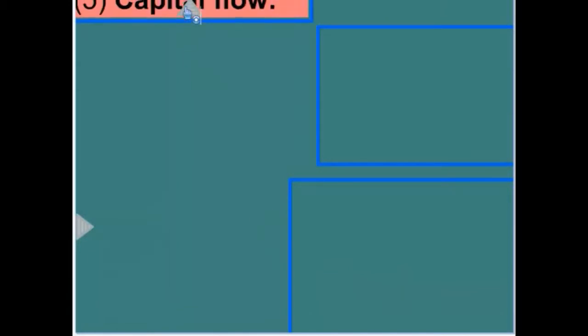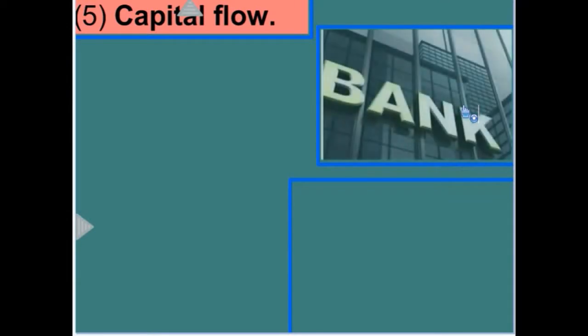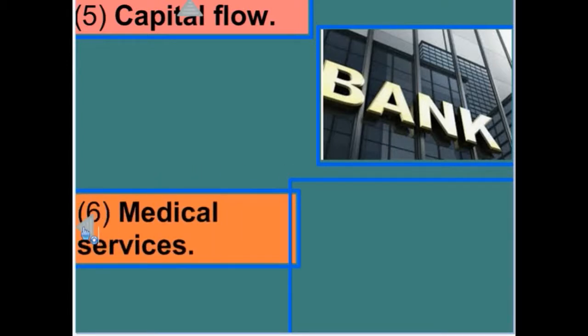Now, going further still on this, we see another function being performed by the urban settlement to rural settlement in the area of capital flow. Capital flow here has to do with well-established banks, financial institutions like microfinance and all that, where people can lodge in their money and borrow money for different activities that they need to engage in.